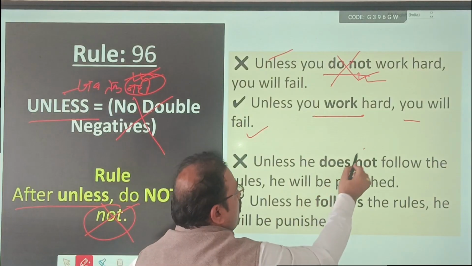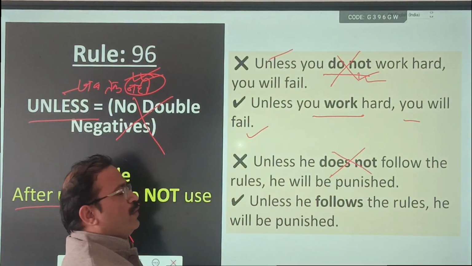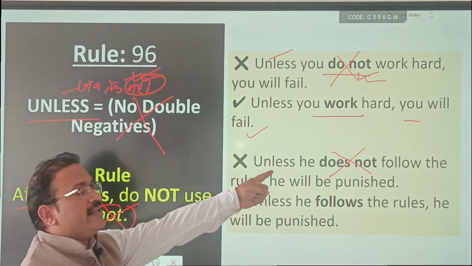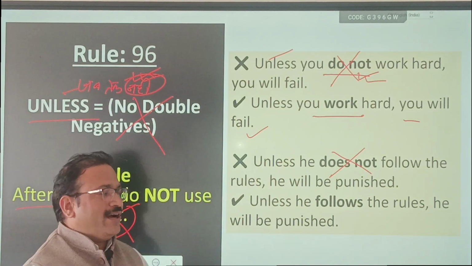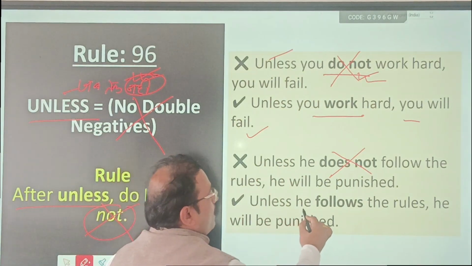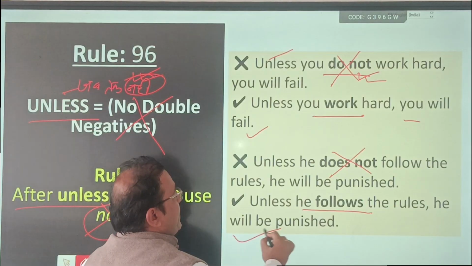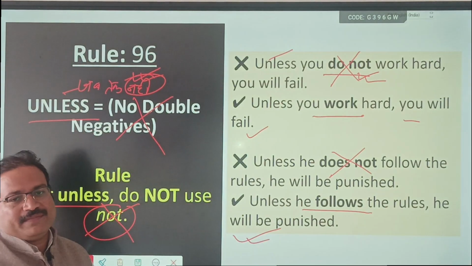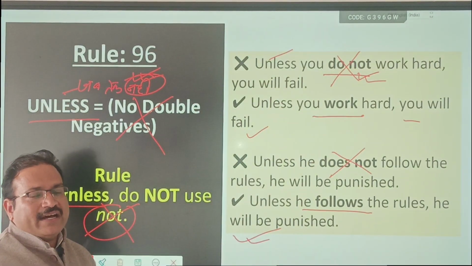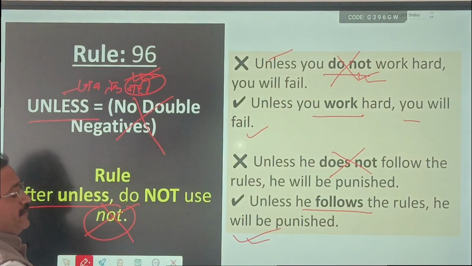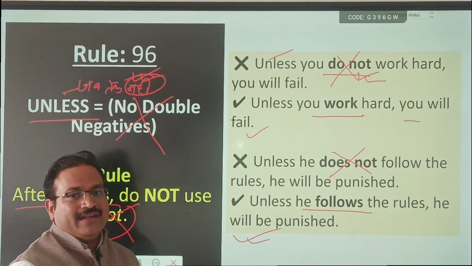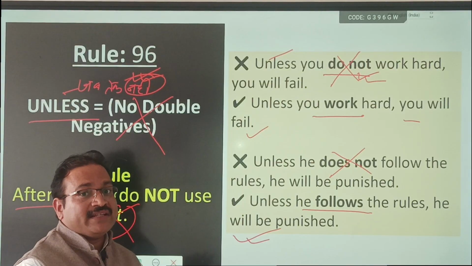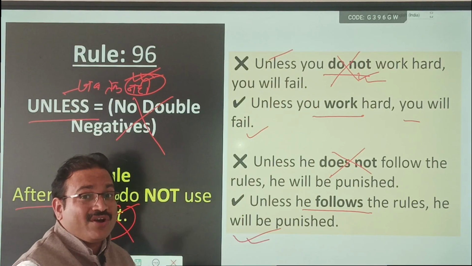Unless he does not follow the rules. Why is it wrong? Because unless is negative, double negatives with unless not allowed. So unless he follows the rules, he will be punished. So remember this: unless with double negatives not allowed is wrong. When unless is used in a sentence, not is not required.